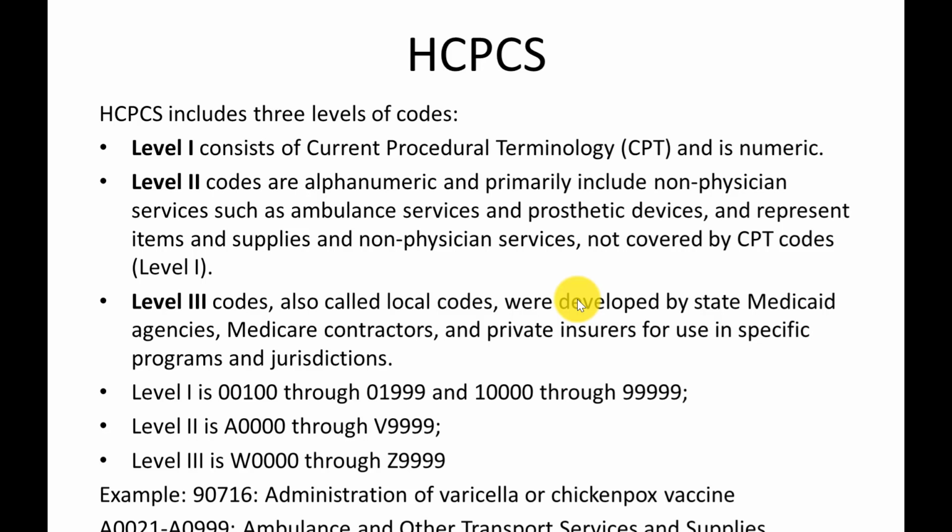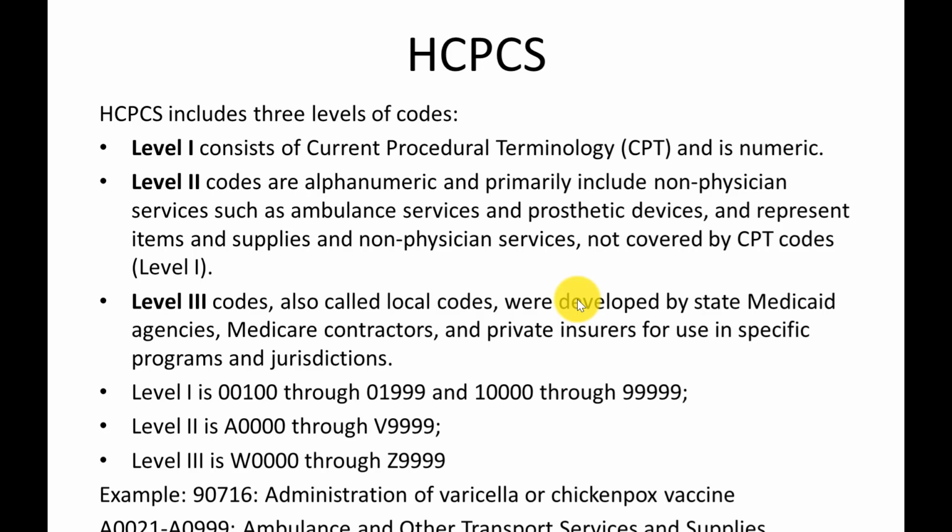In HCPCS there is only a very small difference in some levels. Otherwise, it's almost the same as CPT. It includes three levels of codes. Level one consists of the Current Procedural Terminology. It's a numeric code. We have seen that last time. So level one is nothing but CPT only.